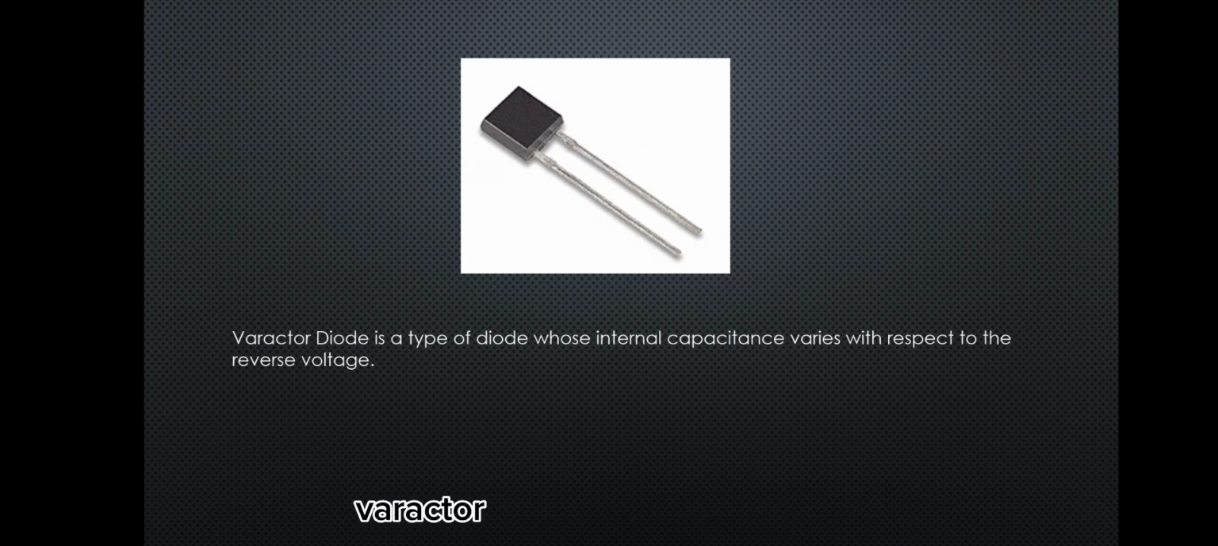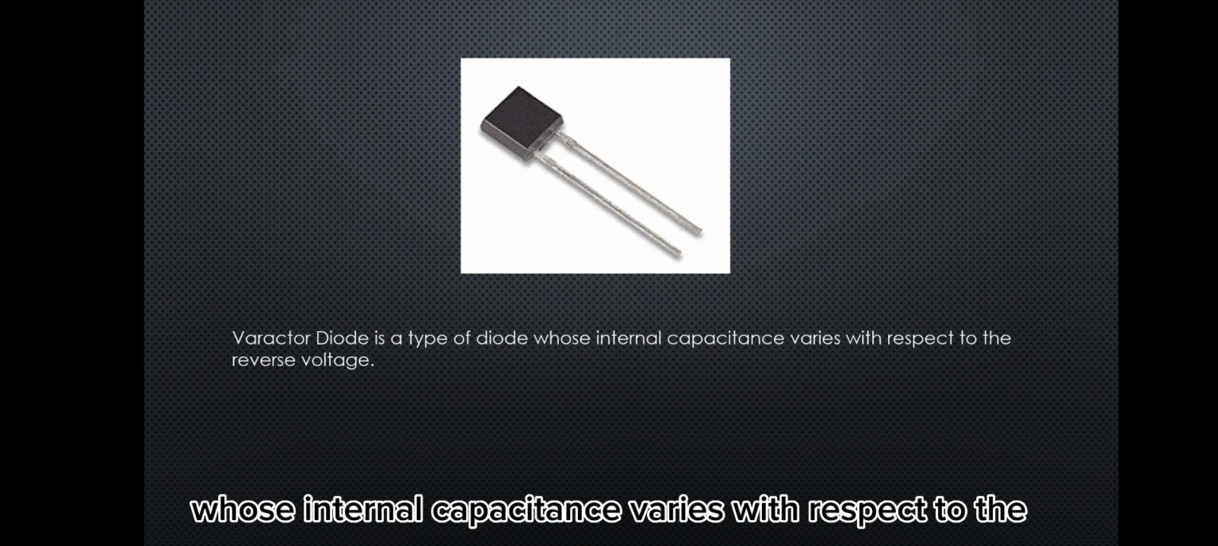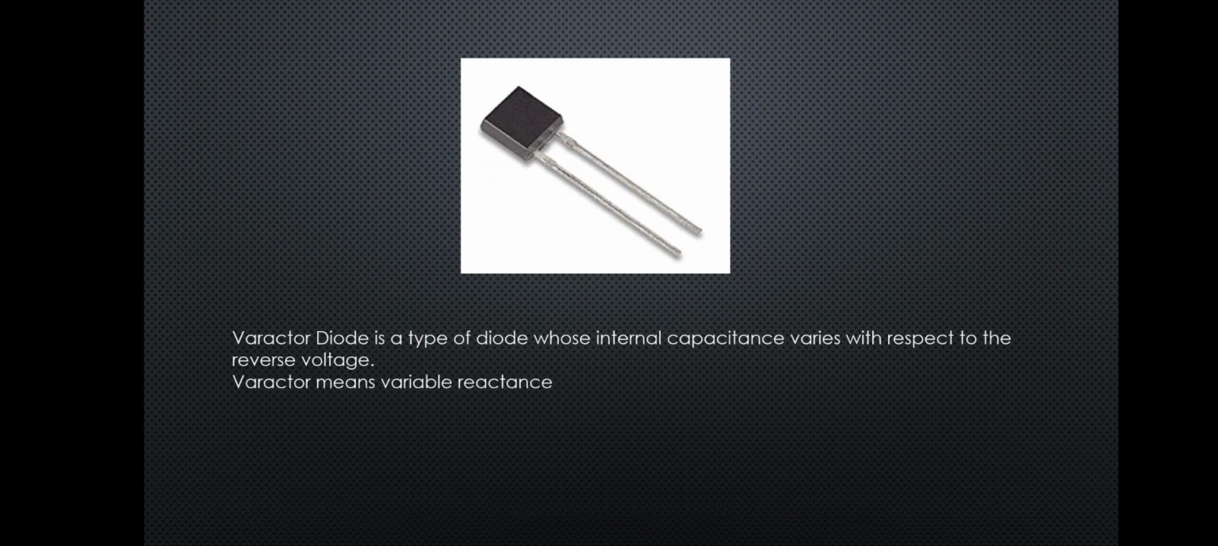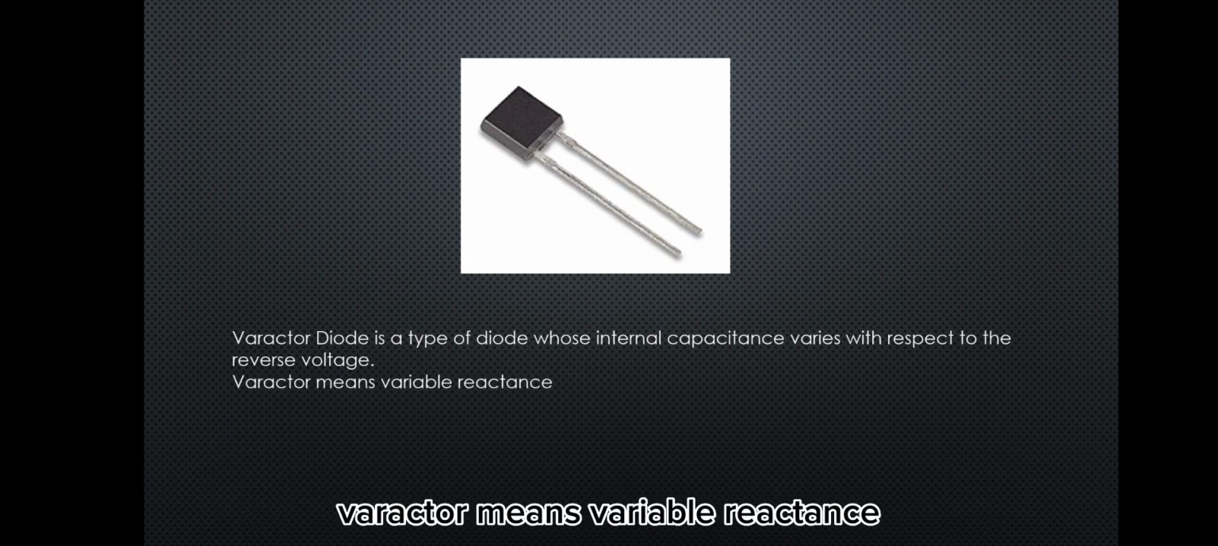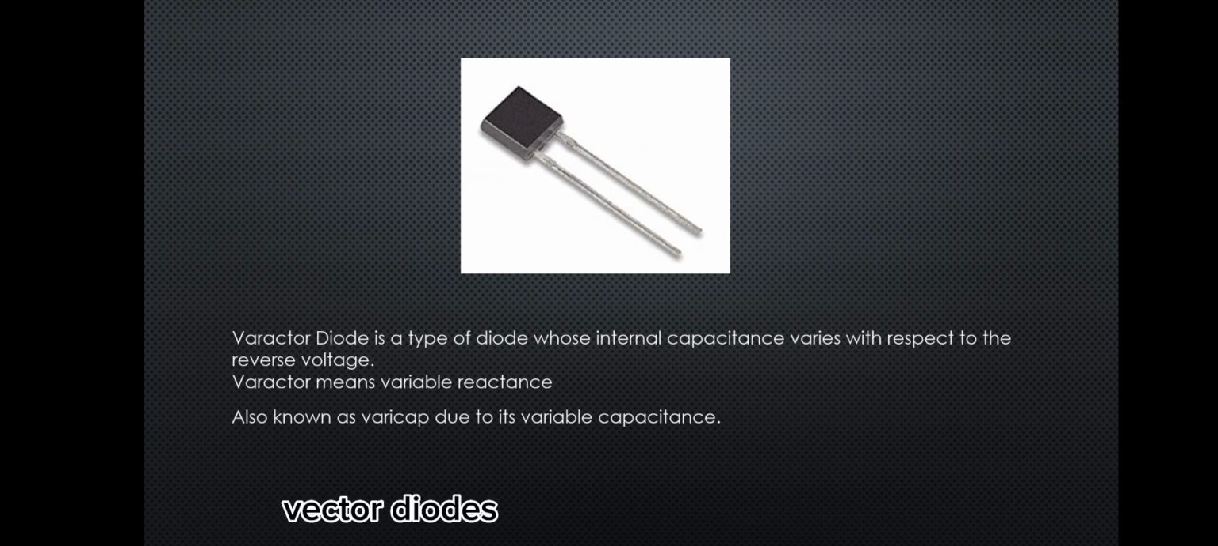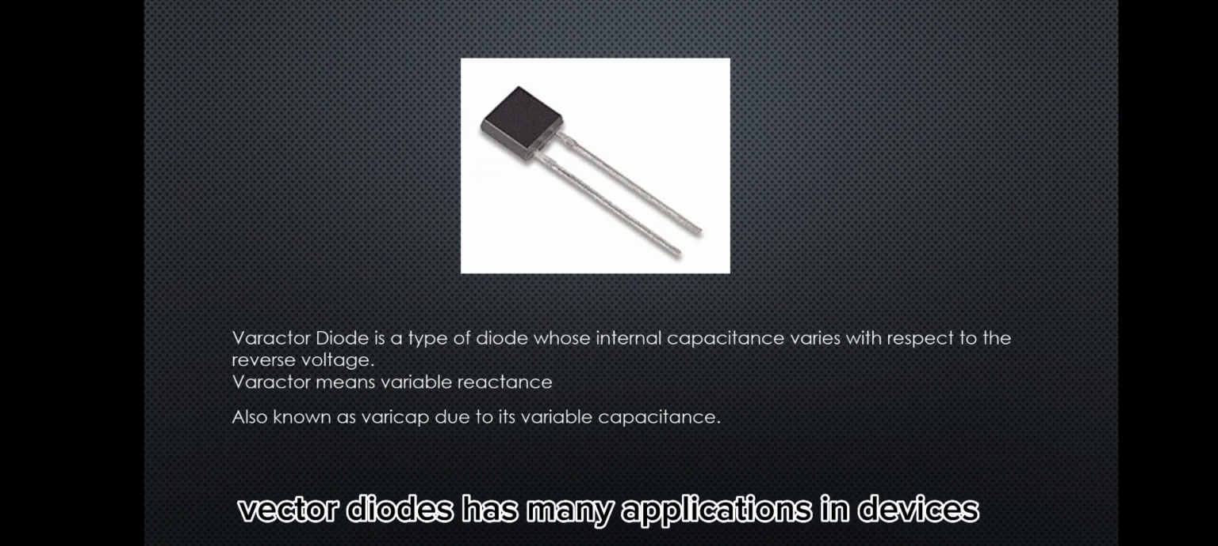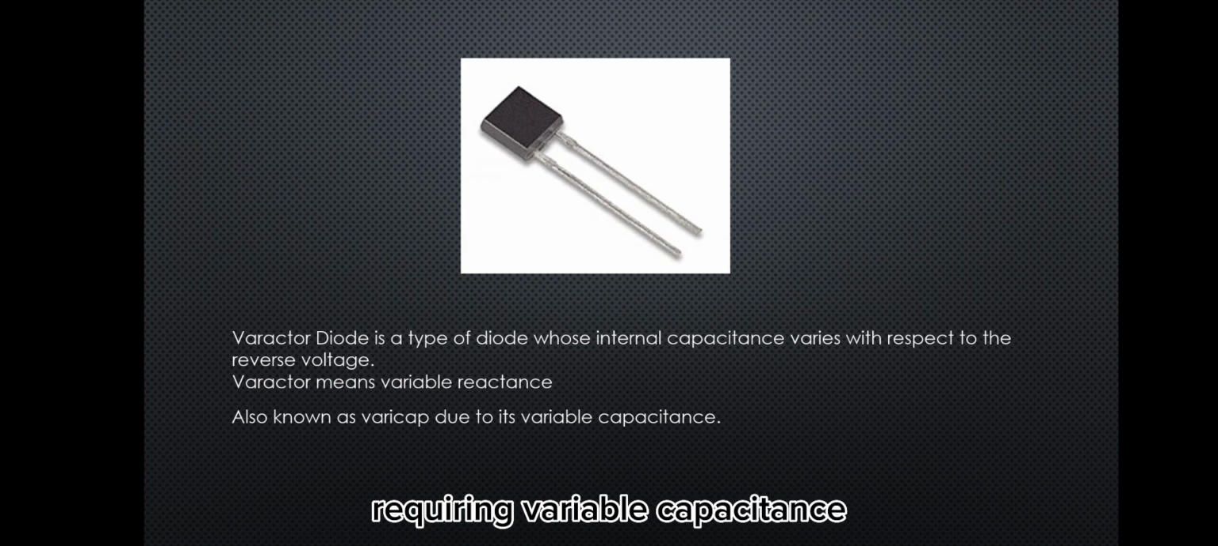So this is the image of Varactor Diode. Varactor Diode is a type of diode whose internal capacitance varies with respect to the reverse voltage. Varactor means variable reactance. Varactor diodes are also known as varigap due to their variable capacitance, and due to this, varactor diodes have many applications in devices requiring variable capacitance.